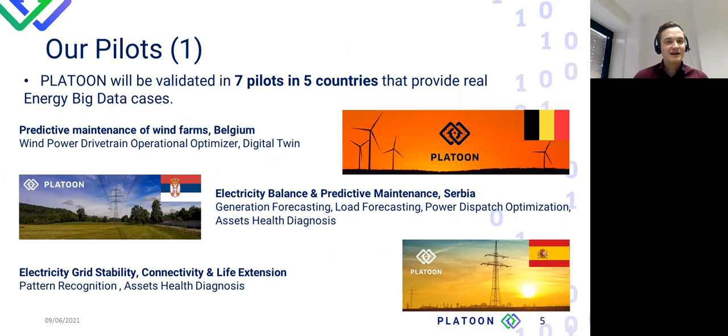Now about the pilots. The project will be validated in 7 pilots in 5 different countries that provide real energy big data cases. For example, in Belgium, we have the predictive maintenance of wind farms. In Serbia, we cover the electricity balance and predictive maintenance of grids. In Spain, we have a pilot on energy grid stability, connectivity, and life extension.